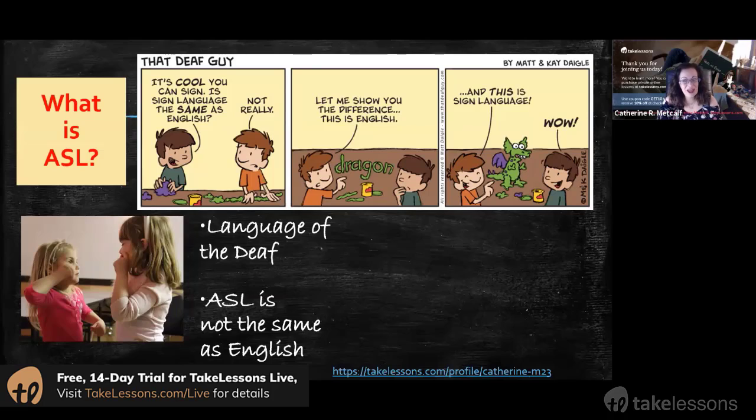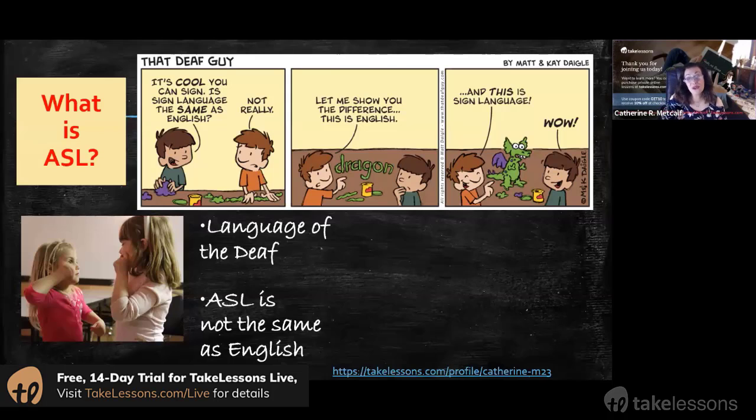All right, the cartoon's called That Deaf Guy. All right, the one guy says, "It's cool you can sign. Is sign language the same as English?" And he says, "Not really. Let me show you the difference." And he spells out with his Play-Doh the word dragon. And then he says, "This is sign language." And he shows a 3D figure made of Play-Doh of a dragon.